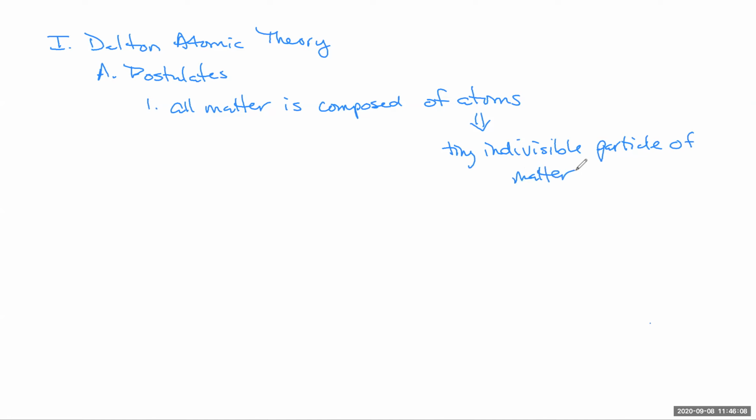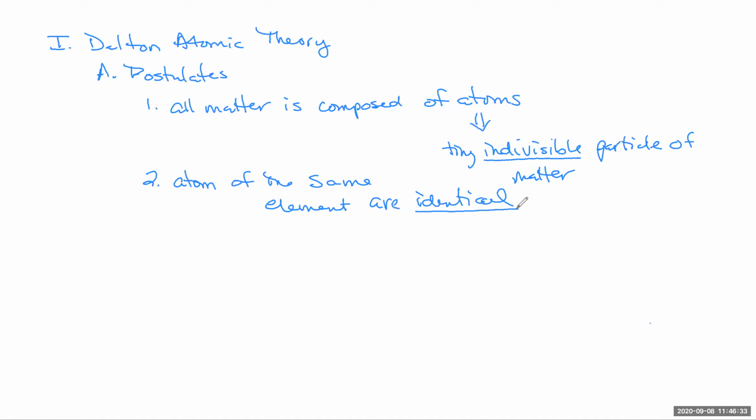Now, was he correct about that? We do think about all matter as being composed of atoms. However, this indivisible thing, we're going to come back to. Okay, so all matter is composed of atoms. And what he also said is atoms of the same element are identical. Now, this one also turns out to have a little bit of a problem. They don't necessarily have to be identical. They are alike, but they're not necessarily identical. And again, we're going to come back to that in 1 second.